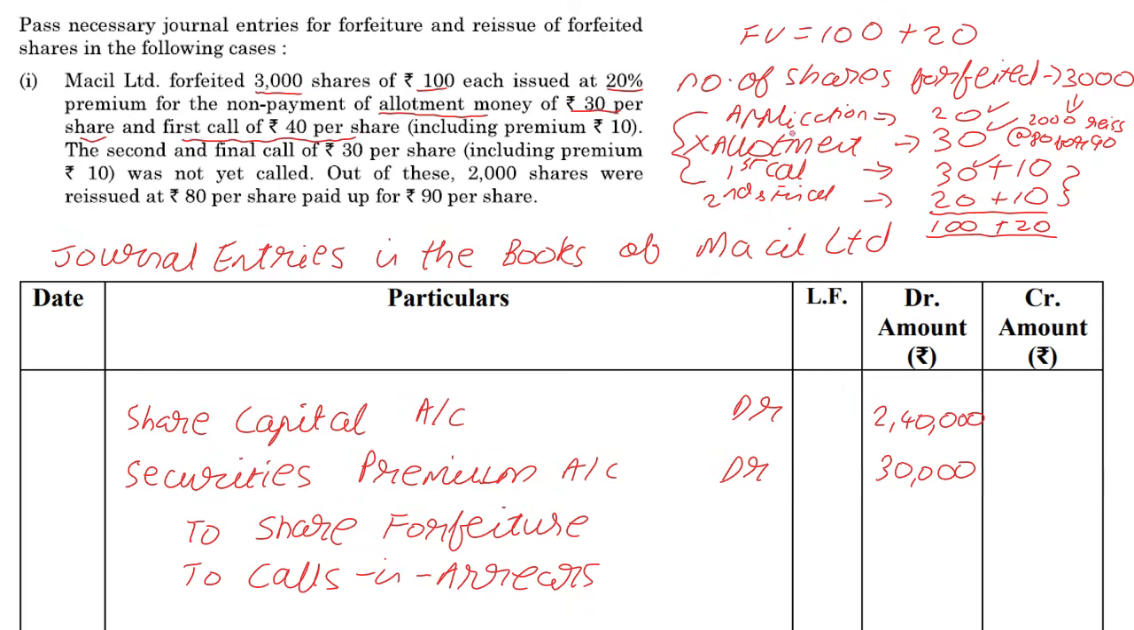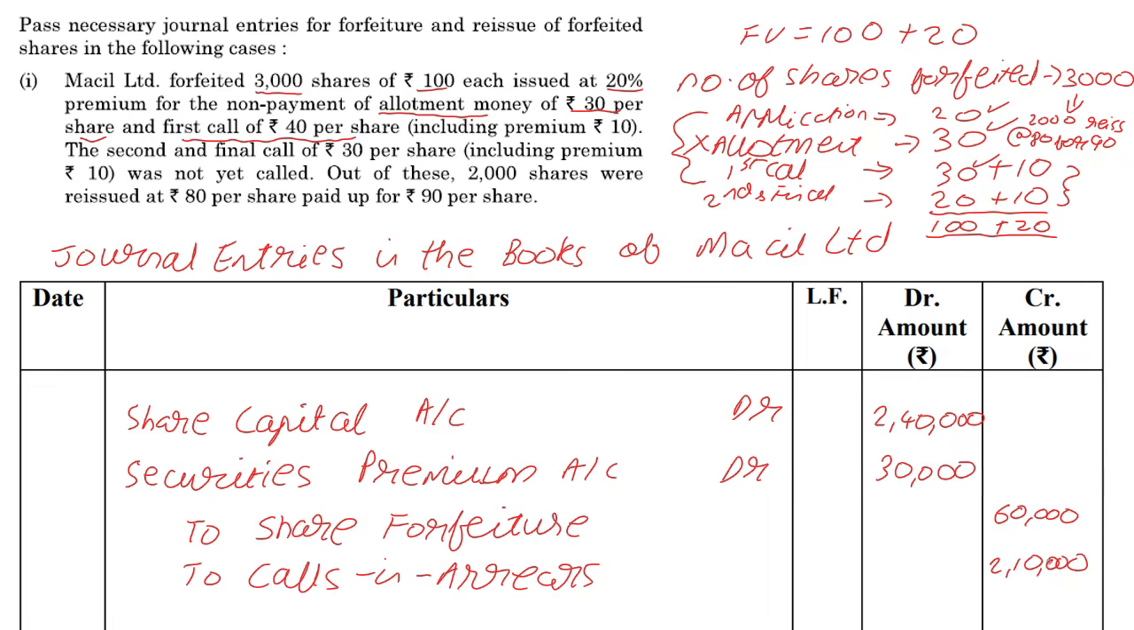Now the person did not pay allotment. That means all that he paid was application. Okay, so 20 into 3,000, you're going to get a forfeiture of 60,000. And by that logic, I mean, we can subtract. We have 2,40,000 plus 30, 2,70,000. Subtract, you're going to end up with 2,10,000.